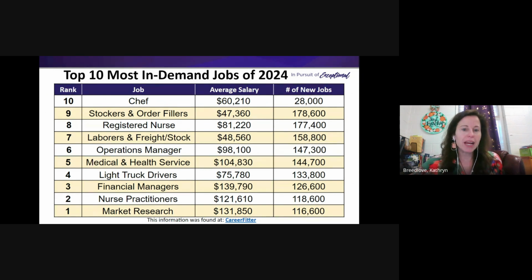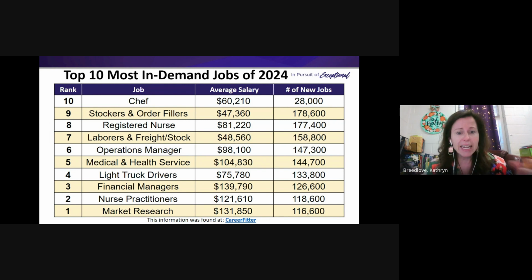You'll see a wide variety of positions that need college degrees and some that don't. I do want to point out that number 4, a light truck driver, does not require a college degree. And some of the details cited in that article linked below, some of the details that employers are looking for is how can they handle situations under pressure? Do they pay attention to details? Are they dependable?